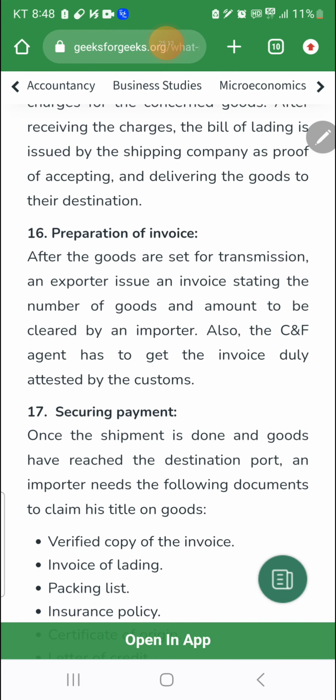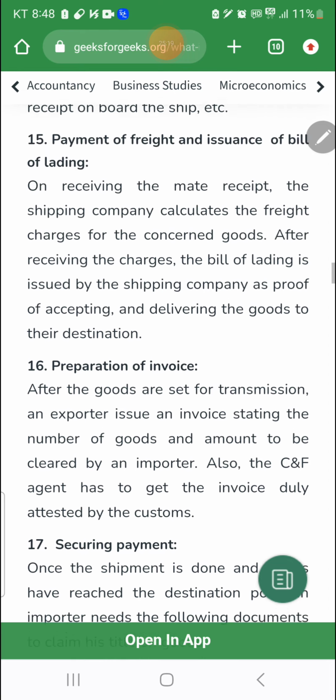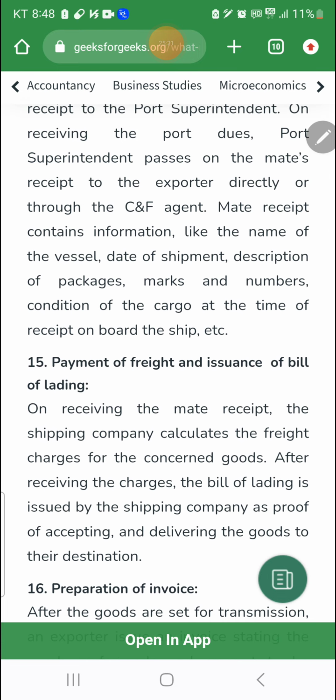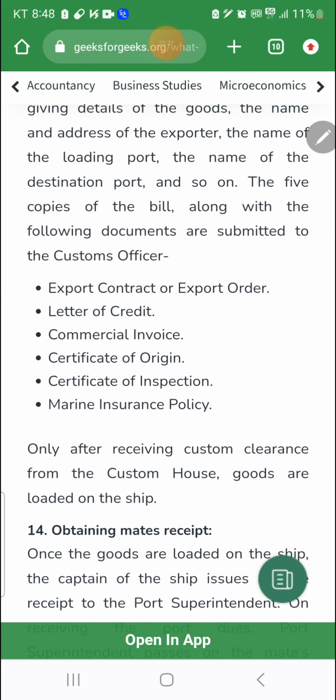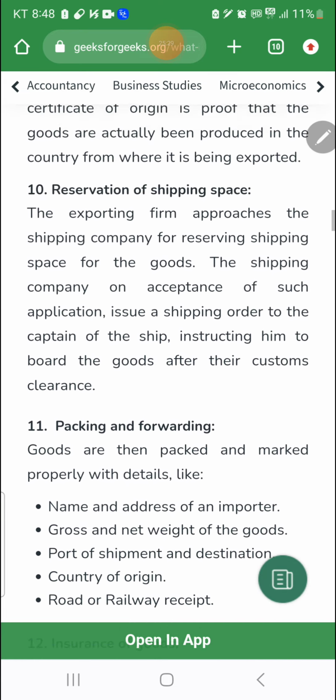transit-related tragedies, superintendent, indent, mate's receipt, letter of credit, customs release, and so on.